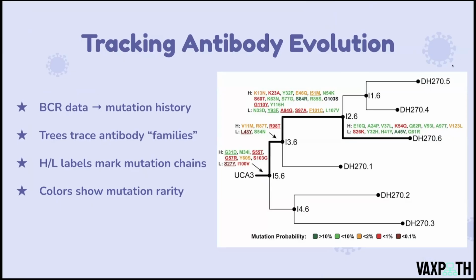So on the right, you can see an example of what we call a lineage tree. Each dot in this tree represents a specific antibody version, and the branches show how those antibodies evolve through mutations. And you'll also notice that the labels marked with H and L, those tell us whether the mutation happened in the heavy or light chain, and the different colors indicate how rare or common each mutation is, the green being for more frequent and the red being for rare.